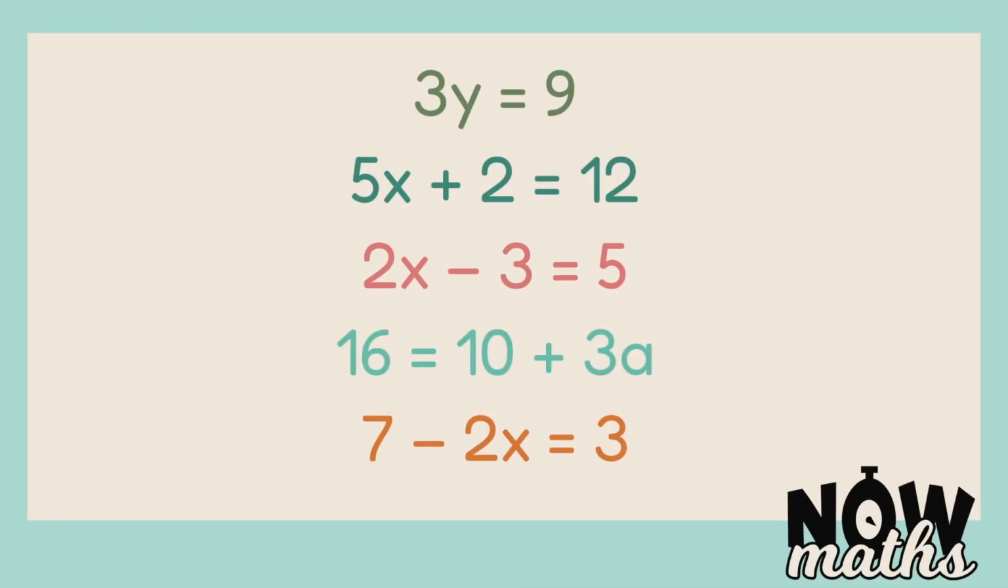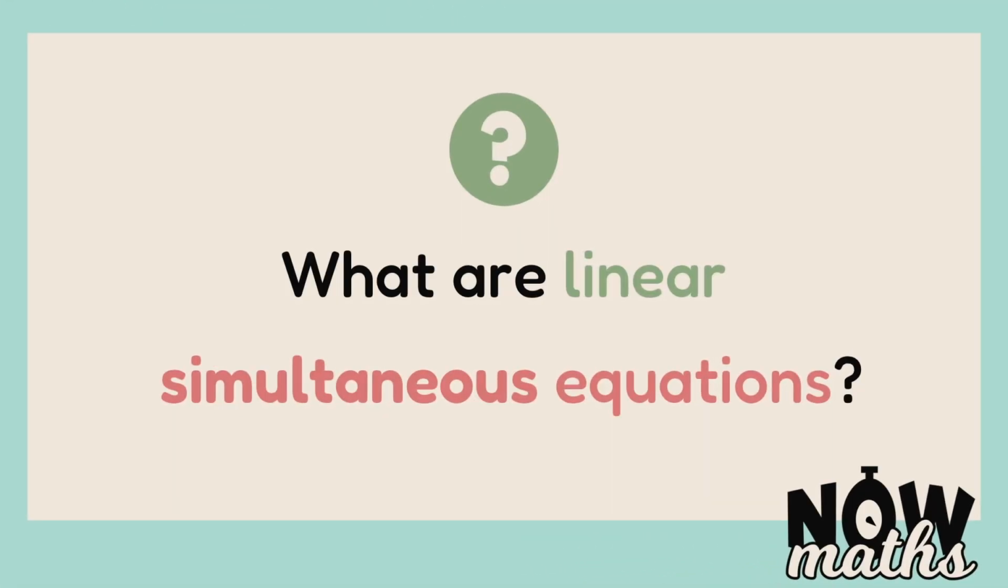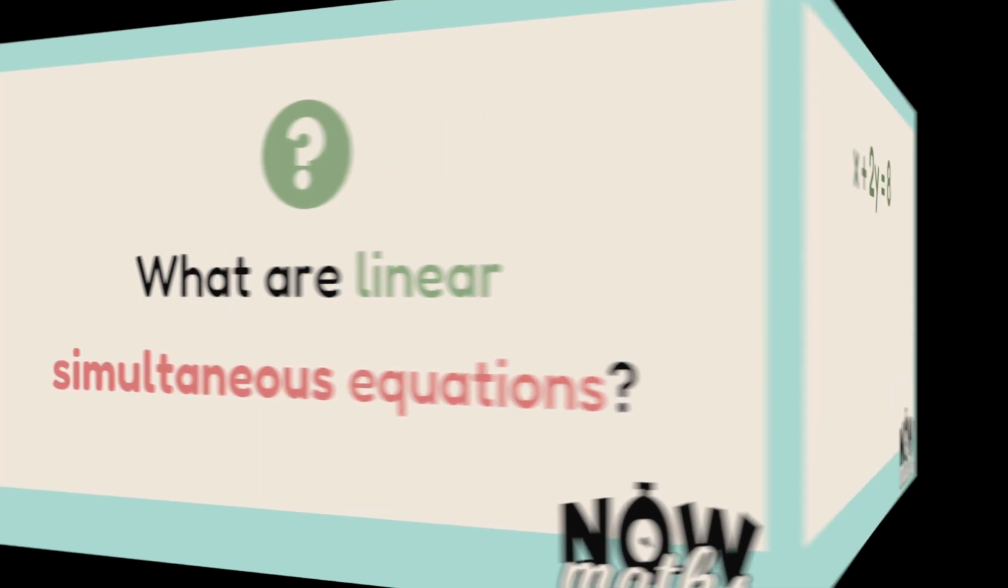All of the equations on screen right now are linear. They all have a single variable or unknown in them, and they can all be solved to find out the value of this unknown. There are also no powers greater than 1 in them, so we can't see any squared or cubed terms, for example, and there are also no unknowns being multiplied together, so we can't see any xy's or anything like that. So if they're all linear equations, what are linear simultaneous equations?